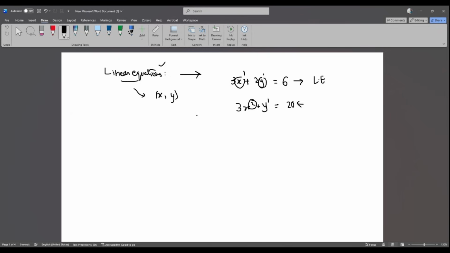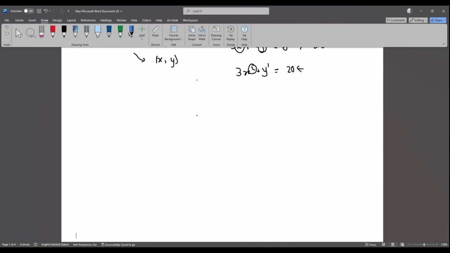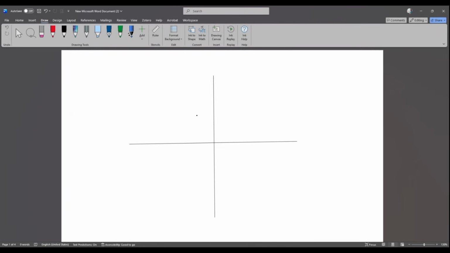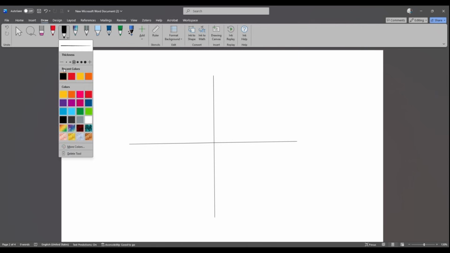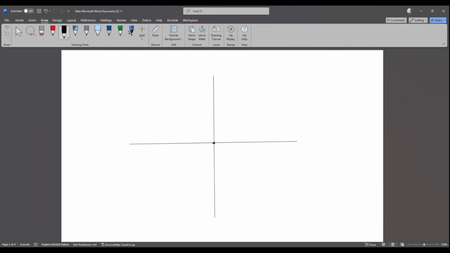The aim today is to introduce you to what we call the rectangular coordinate system. So what is a rectangular coordinate system? This is also called the Cartesian coordinate system. A Cartesian coordinate system is basically the combination of two lines, a vertical and a horizontal, and it intersects at this point right here, which is called the origin point.